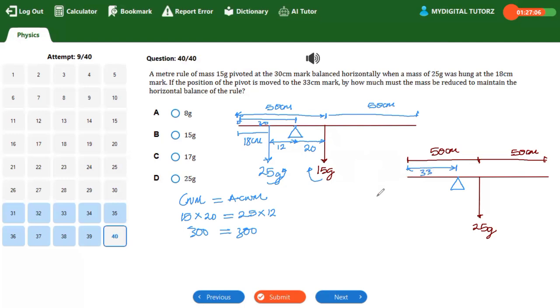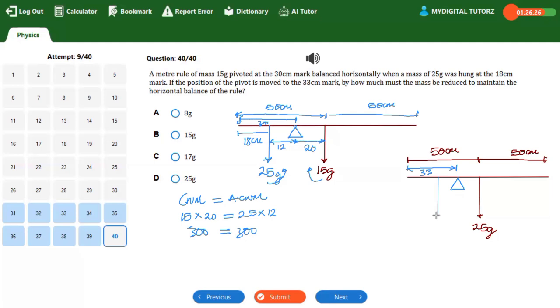So the next thing is that it says, how much must the mass be reduced to maintain the horizontal balance of the meter rule? Is that clear? So we still position that mass. We don't know the mass, but we position it at that distance, which is 18 centimeter. Let the mass be M.